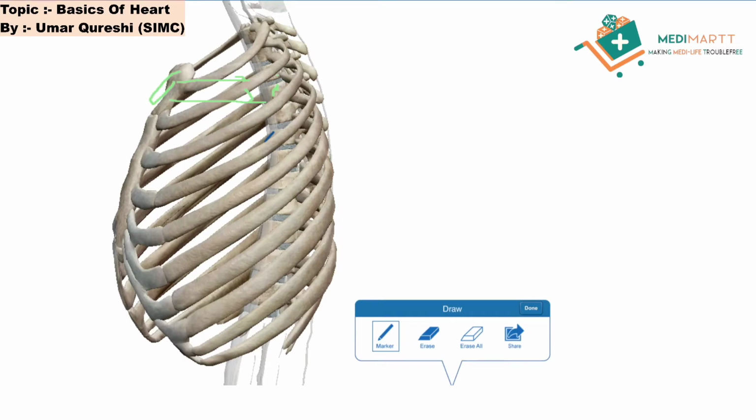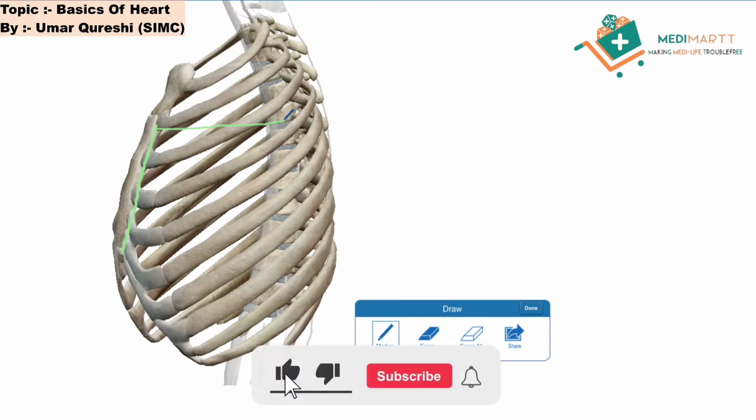Now the sternal body lies opposite to thoracic 5 to thoracic 8. This is the sternal body up to here. This sternal body lies opposite thoracic 5 to thoracic 8. Okay, that is the point.